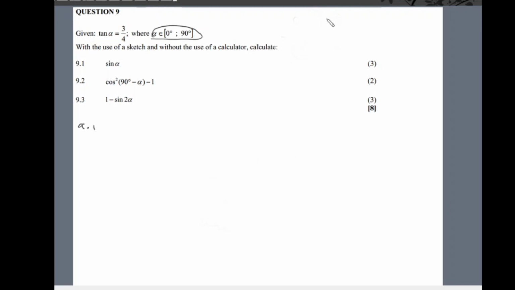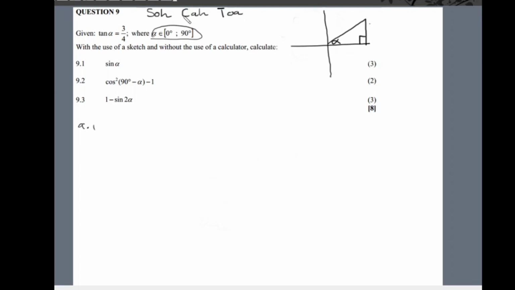So now drawing our sketch, we'll have that tan alpha, we'll have our right angled triangle, right? And then we'll have our angle alpha there, right? Tan alpha is 3/4. We know what from the definition of the trigonometric ratios, sine is opposite over hypotenuse, cos is adjacent over hypotenuse, and tan is opposite over adjacent, right?